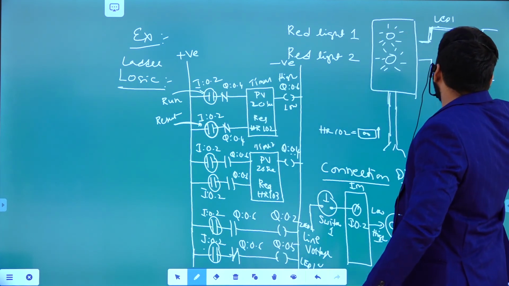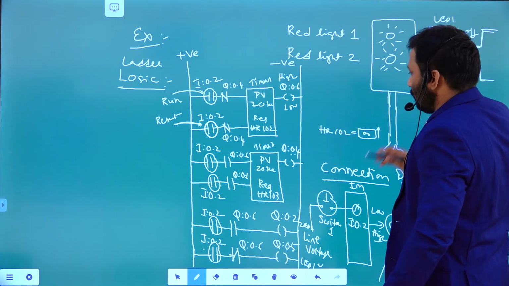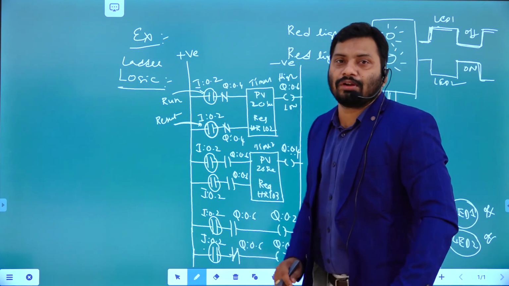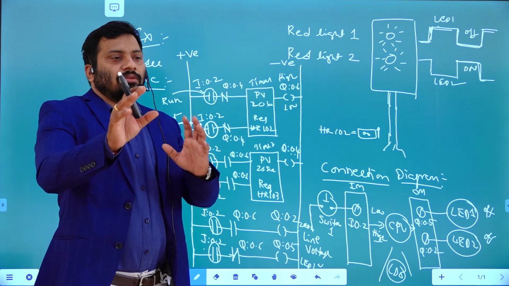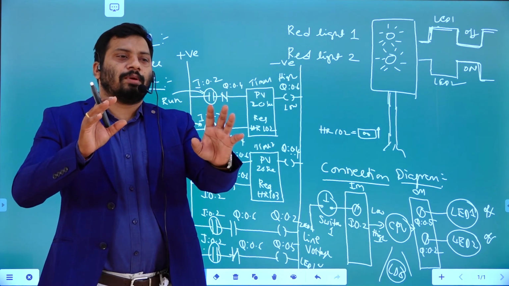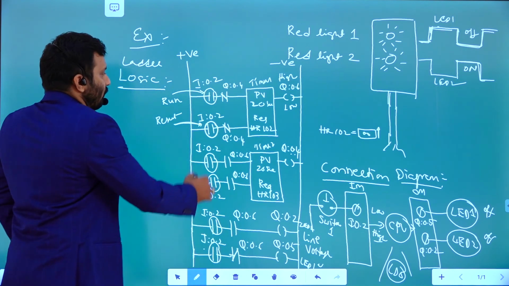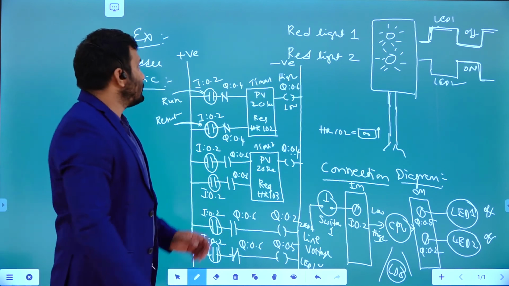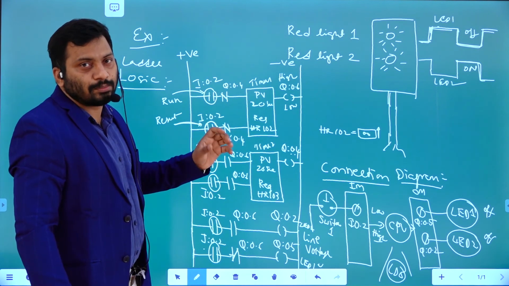That is the reason up to that time, this is going to be on and this is going to be off. Like that, the two LEDs, LED 1 and LED 2, are alternatively going to be on and off, just blinking. LED 1 blinks after 20 seconds, then LED 2 blinks after 20 seconds. To perform that operation, you need to write logic like this. This is another example using these timers.